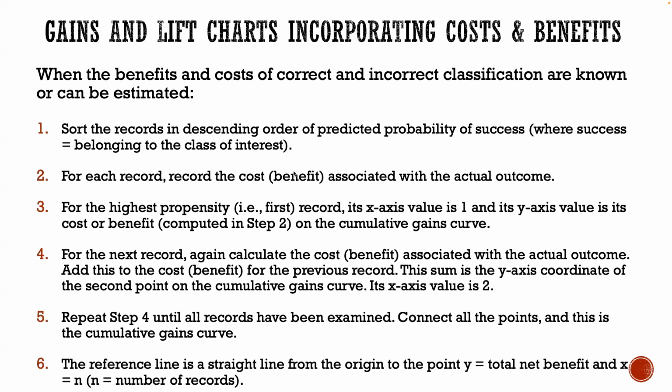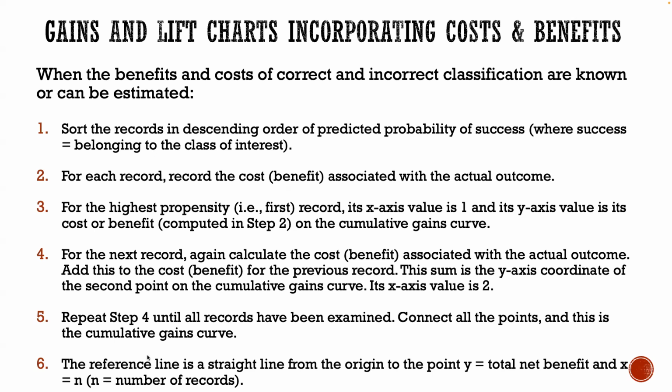So when the benefits and costs of any correct classification are known, we need to know what exactly the advantage of correct classification is. Like we saw the example of that sales offer. When we correctly classify, we get $10 profit. When we send these sales offers as a mailer, we spend $1. So there's a cost, there's a profit, there's a benefit and cost here. So if that is known, we could use the gains and lift chart by incorporating those costs and benefits. So we could take into account those aspects also.